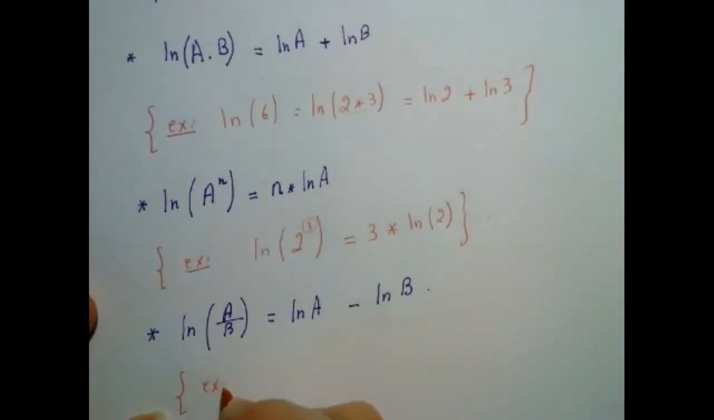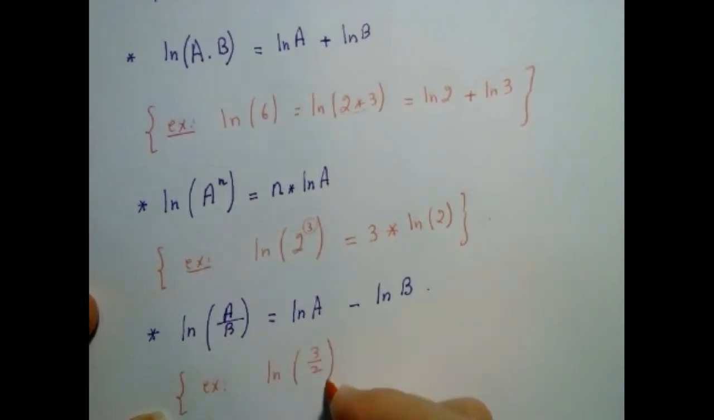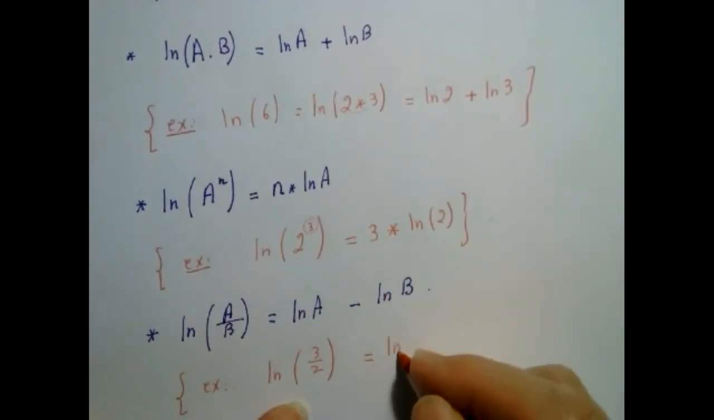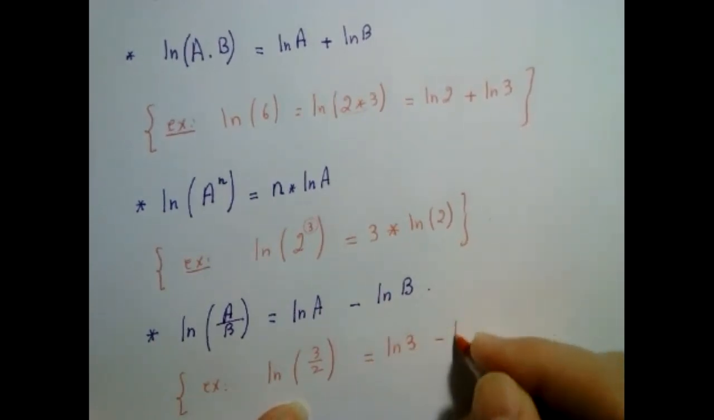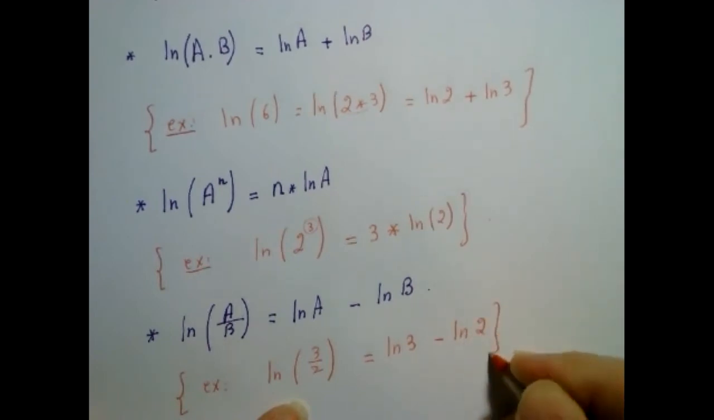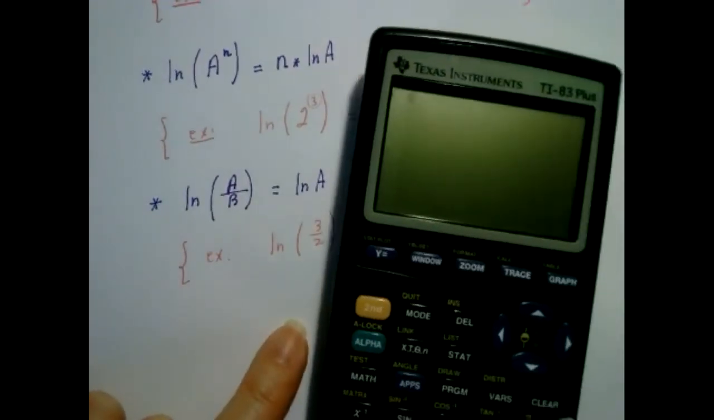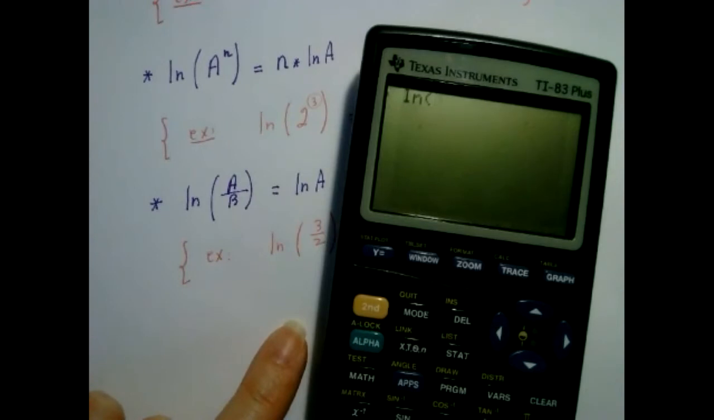It means that if I take ln of 3 over 2, it's the same thing as taking ln of 3 minus the ln of 2. So those are the exact same thing. They give me the same answer. Let's just check on our calculators. It tells me that if I take ln of 3/2, it's the same thing as taking the ln of 3 minus the ln of 2.